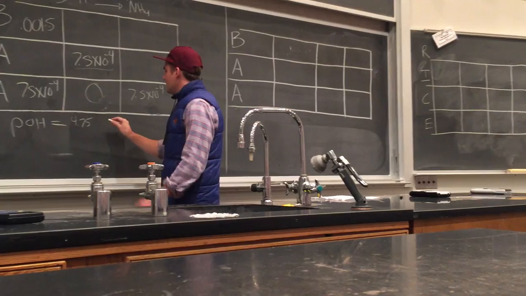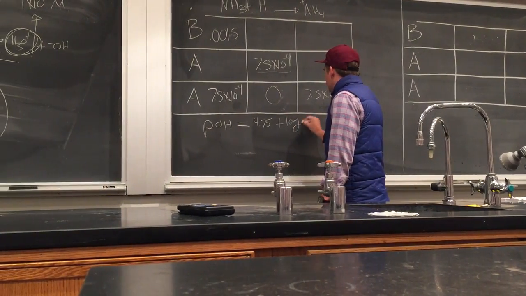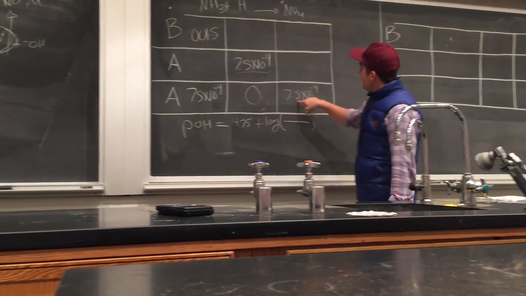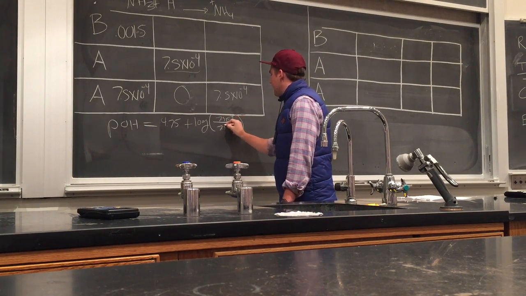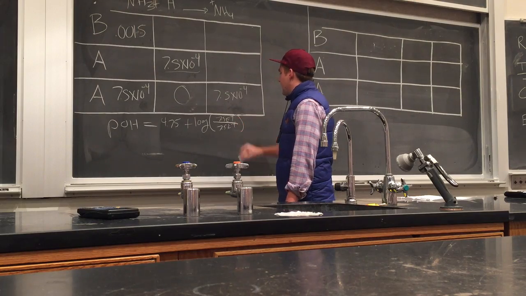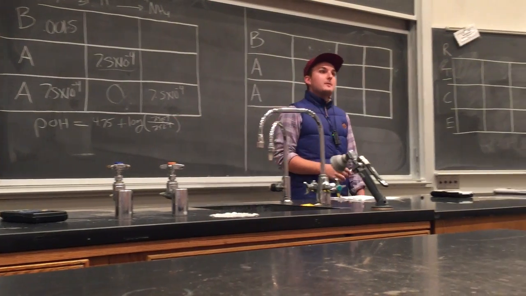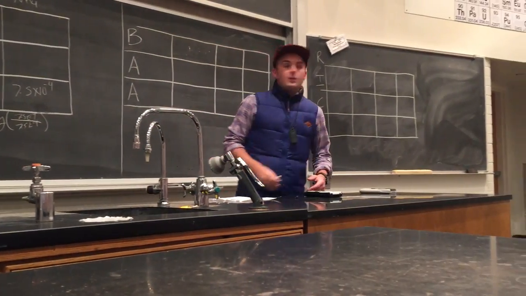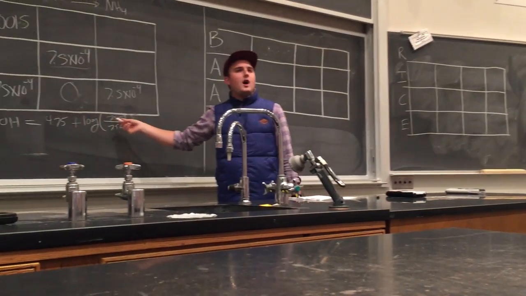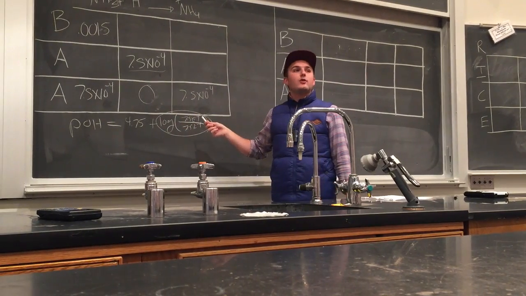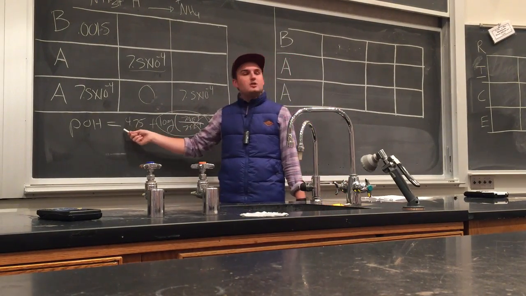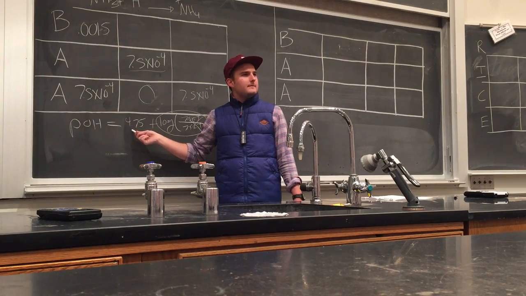Yep. Plus the log of my acid amount, which is here, 7.5 e to the negative 4 over 7.5 e to the negative 4. What do you notice with that? It's 1. Those two numbers are the same, right? So when I do this out, I get the log of 1, which is 0. So this whole piece didn't actually do anything for me. And my pOH is equal to my pKb, right?